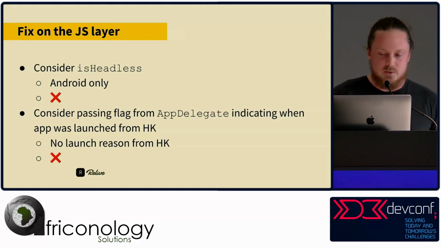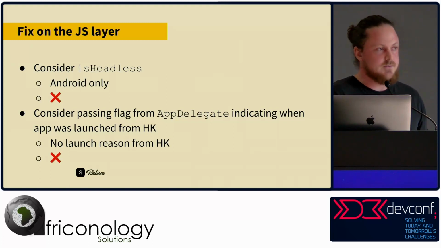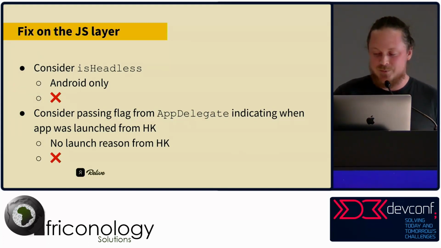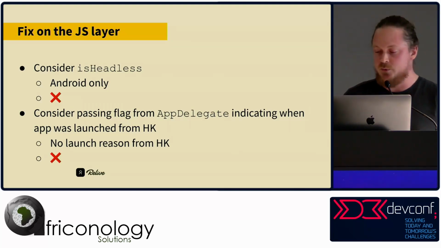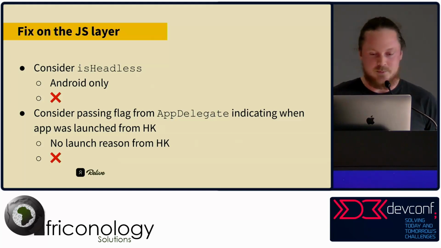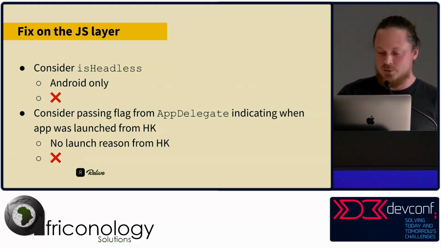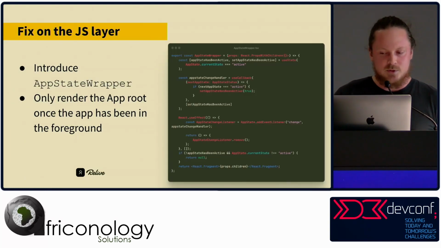On the JavaScript layer, we do have some options. Firstly, React Native provides the isHeadless property. Now this is useful exactly for processing in the background, but this is only available on Android, so we can't use it. Secondly, maybe we can pass a flag to React Native when the app was launched from HealthKit. Sadly though, there is no metadata for when the app is launched due to a HealthKit update. Instead, the app is simply, as mentioned earlier, launched. So this leaves us with one last option, a higher order component.